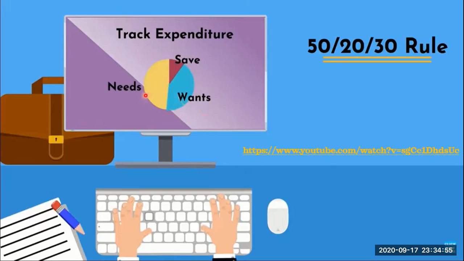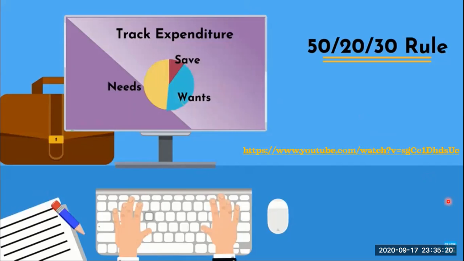Only 30% on wants, things you don't need but you want. For example, a new cell phone or new clothes. Okay, it's something that you want. So not much, only 30%. And save 20% for an emergency or for studies or for something really important.